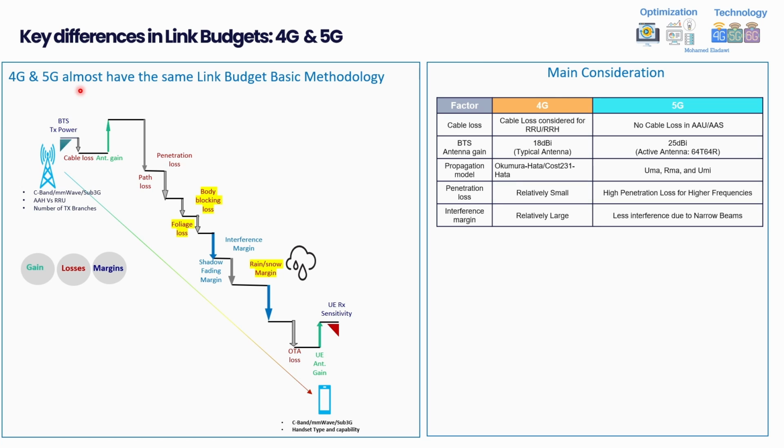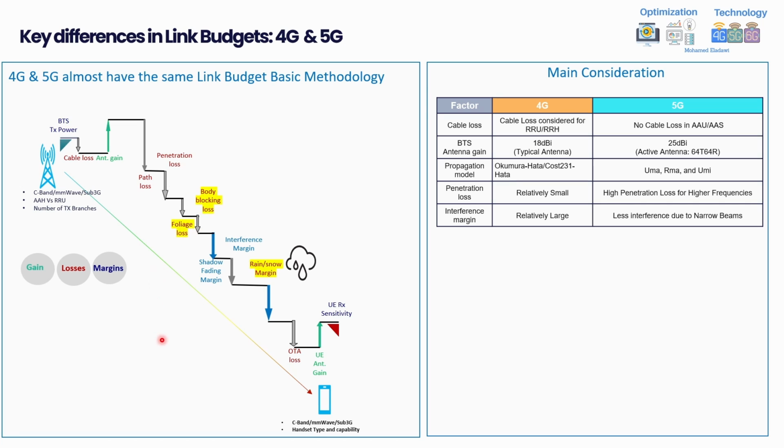This slide will be highlighting the key differences in link budget between 4G and 5G. Overall, the calculation methodology of the link budget is almost the same between 4G and 5G. And simply, link budget, if you remember, is just accounting all the gains and losses from the transmitter toward the receiver through the medium. And this medium can have gains and losses and so on.